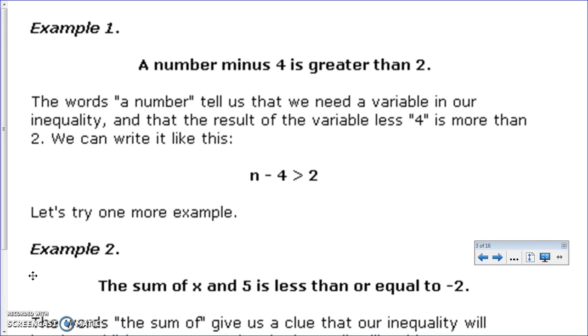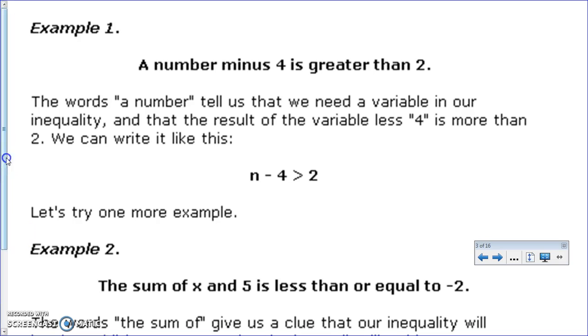Example 1, a number minus 4 is greater than 2. The words a number tell us that we need a variable in our inequality, and that the result of this variable less 4 is more than 2. So we can write it like this. n is our number, our variable, less 4 or minus 4 is our subtraction sign and the 4, and then greater than sign, and then 2.